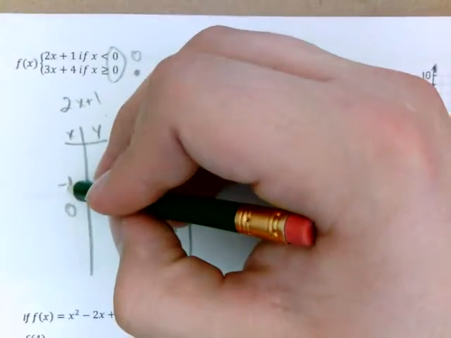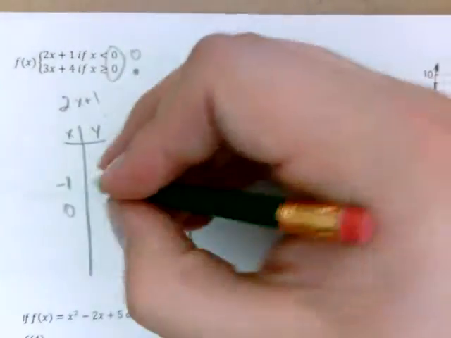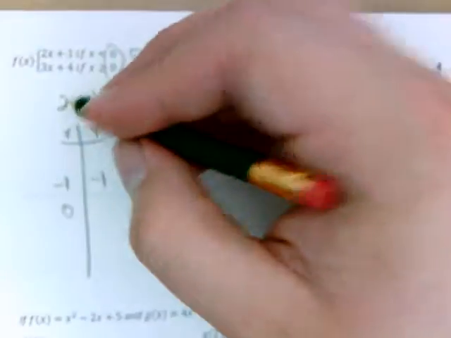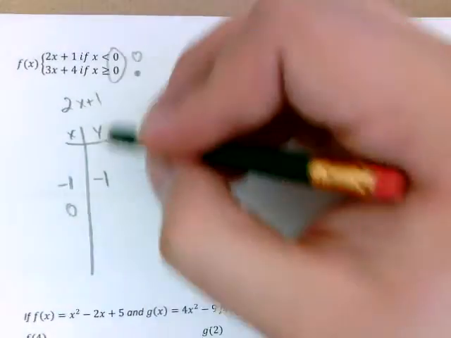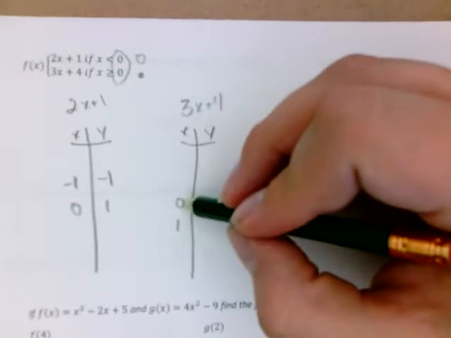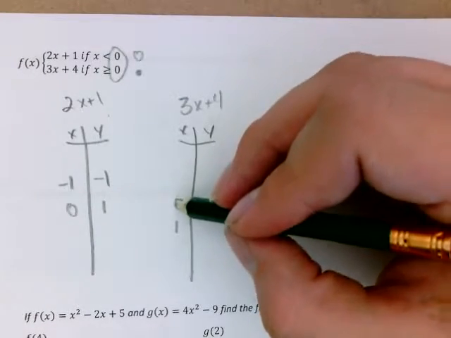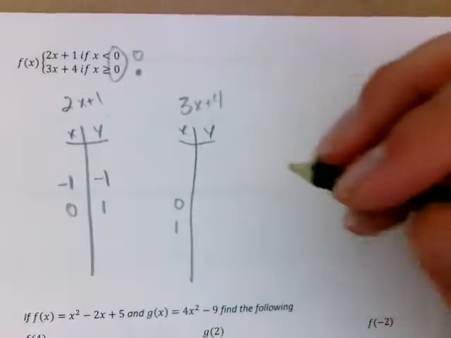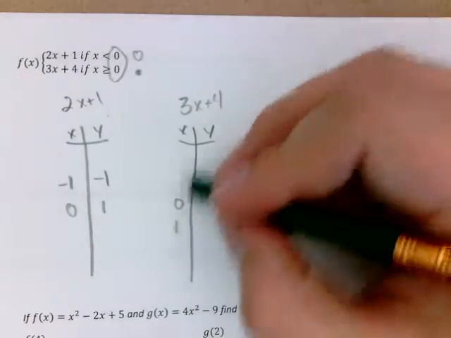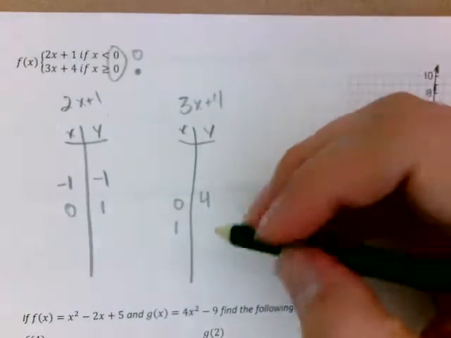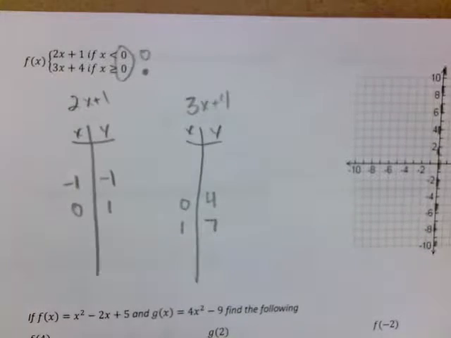So, 2 times -1 is -2, plus 1 is -1. 0 times 2 is 0, plus 1 is 1. This one goes for this one. 3 times 0 is 0, plus 4 is 4. 3 times 1 is 3, plus 4 is 7. So we've got our two XY t-charts, we got our points.